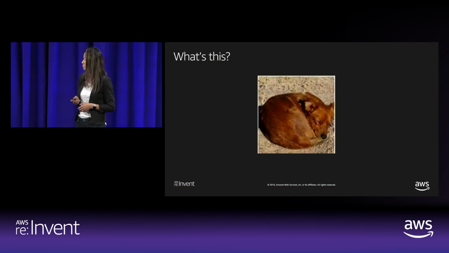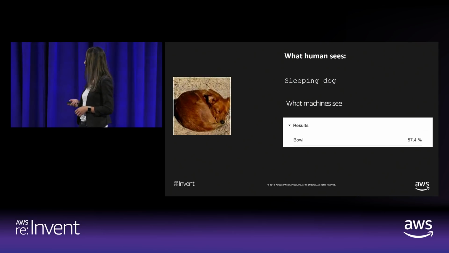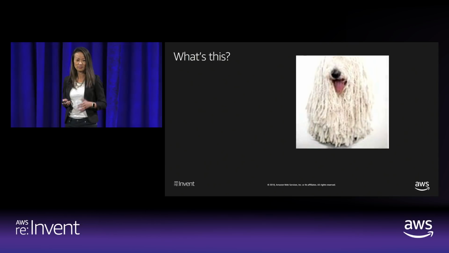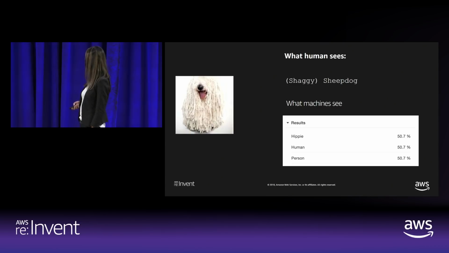So, quick test. What do you guys see? It's a dog. Yep, that's what we see. Here's what a computer sees. It thinks it's a bull, maybe. Here's another one. This is a sheepdog, right? A computer thinks that it might be a hippie or something like that.